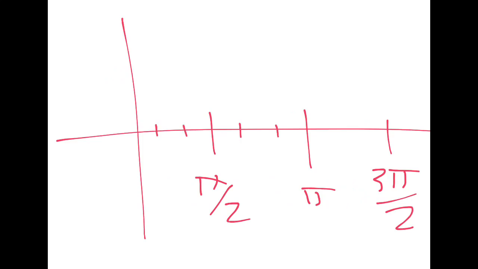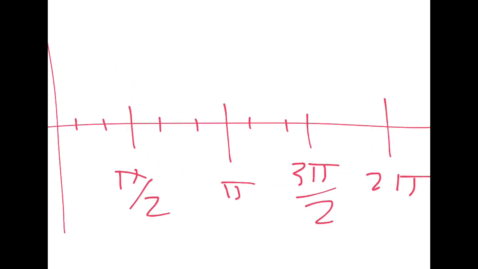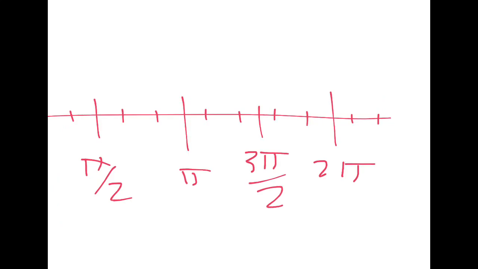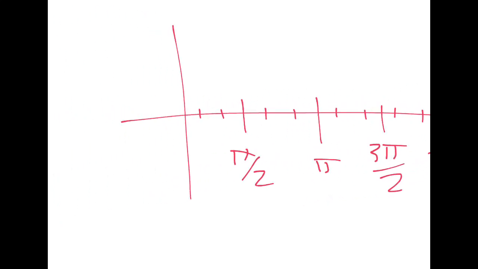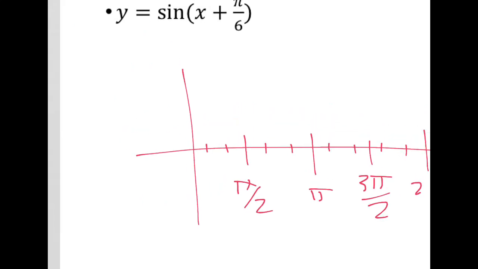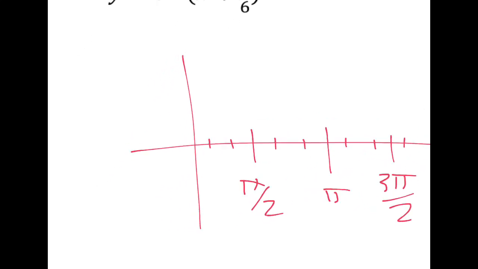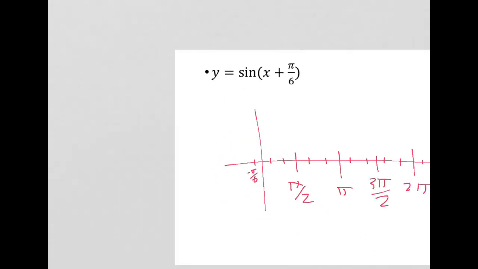So add 2 little tick marks in between each little interval, because then I have 1 pi over 6, 2 pi over 6, 3 pi over 6 is pi over 2. Okay, what can we do now? We're shifting it to the left pi over 6, so I'm actually going to add one more little tick mark right there for negative pi over 6.